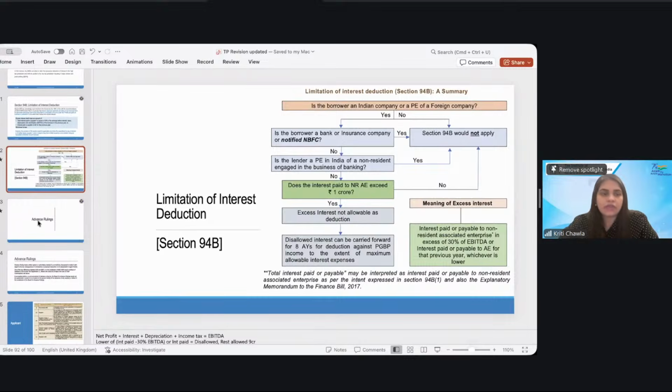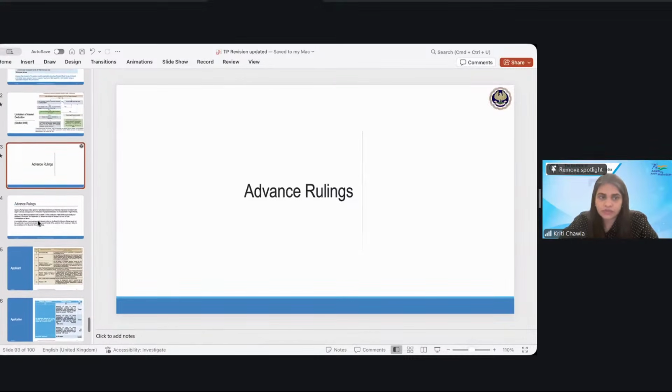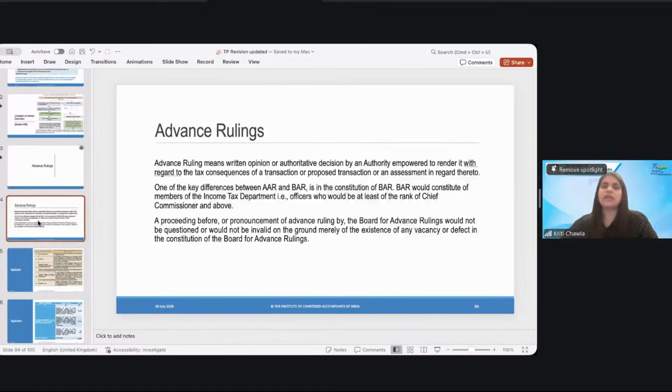Now, the last topic that we have for today is advance rulings. What is an advance ruling? Advance rulings are written opinions, or authoritative decisions, given by an authority empowered to render them with regard to the tax consequences of a transaction or proposed transaction, or an assessment in regard thereto. There was a time that we used to have the AAR, the Authority for Advance Ruling, but now we have the Board for Advance Ruling.